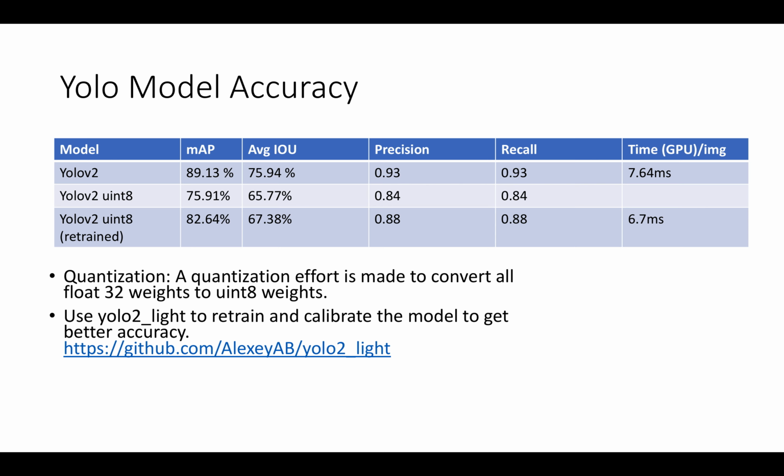And later we use YOLO 2 Lite to retrain and calibrate the model to get better accuracy. The GitHub link is here. After retraining the quantized model, the mAP gets back to 82.64% and the average IOU to 67.38%, and the precision goes back to 0.88, and the time to process each image is 6.7 milliseconds.